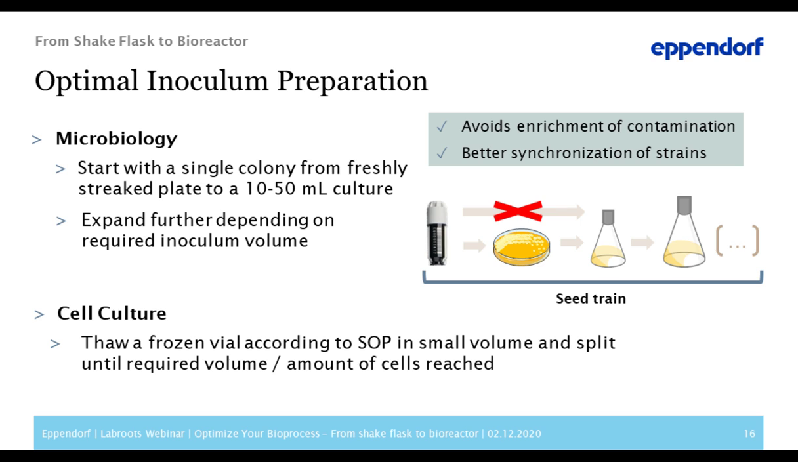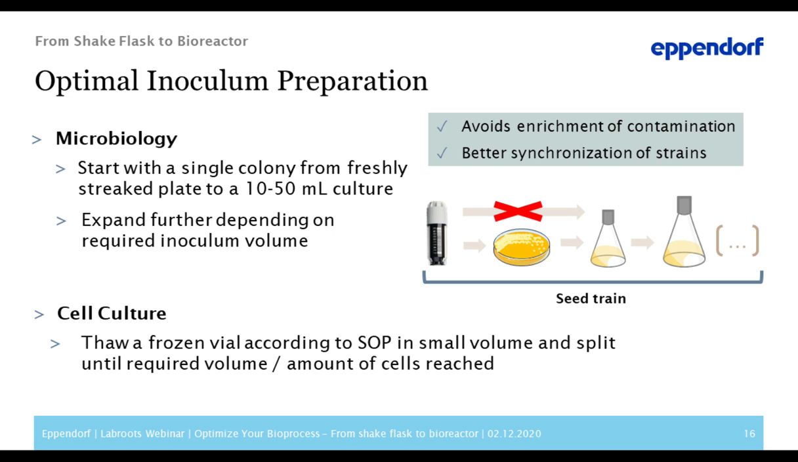So how to prepare inoculum? Inoculum is prepared from the preservation culture, meaning coming from -80 or liquid nitrogen in terms of mammalian cells, and activates the cells prior to their usage for fermentation. So let's have a look at microbiology first. It is always beneficial to use a single colony from a freshly streaked agar plate to inoculate a liquid bacterial culture and not go directly from glycerol stock to liquid culture.